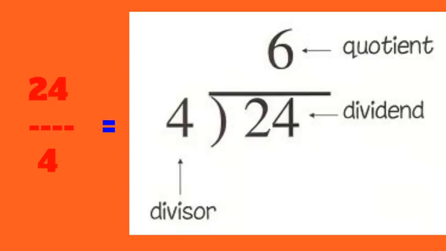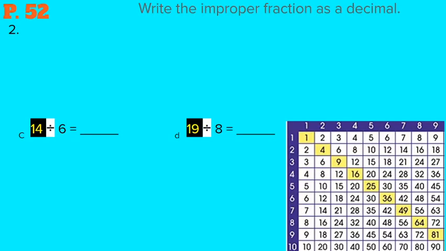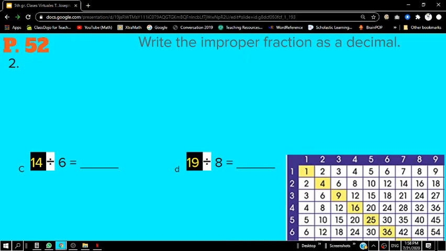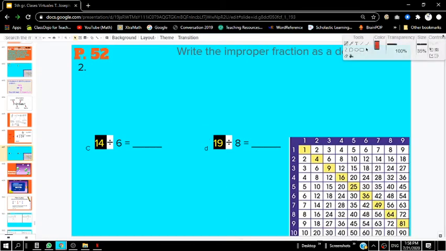In other words, if we have an example like 24 divided by 4, we're taking 24, the dividend, dividing it by the divisor, 4, to get our quotient, 6, which in this case is a whole number. But that's not always going to be the case. Let's take a look at letter C and D and do these problems together. Letter C says 14 divided by 6. Well, if I look at my 6 tables, I know that 6 can go into 14 2 times.